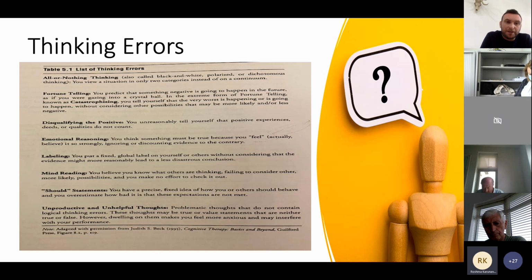Labeling is putting an I am statement on somebody. I'm not good enough, or I'm bad, or I'm boring, etc. And helping people to understand that these labels might not be useful, and helping them to have a broader understanding of what that means. Mind reading is classic, where people believe that they know what other people are thinking.